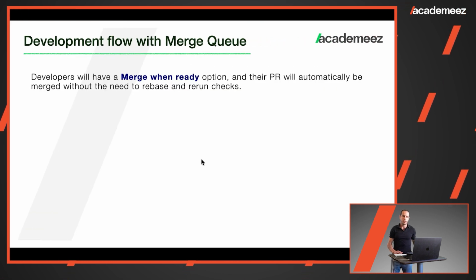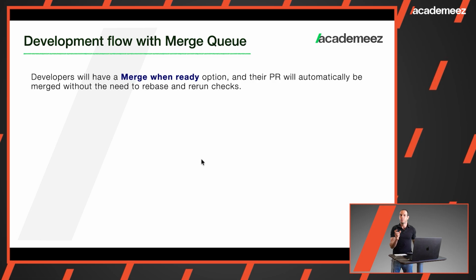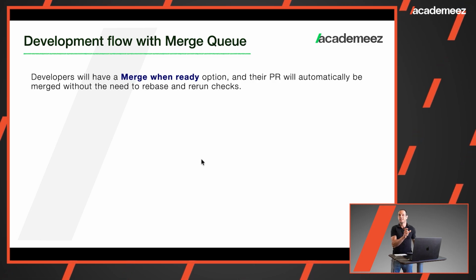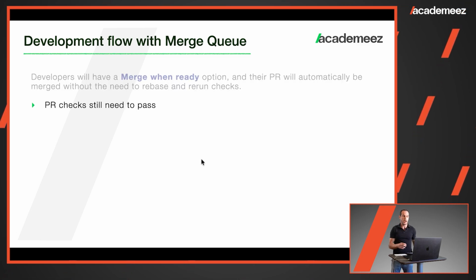So the development flow with merge queue is now a bit different. We have a different button to merge our pull request, a green button that says merge when ready. You don't have to wait for the checks. The checks still need to pass, right?